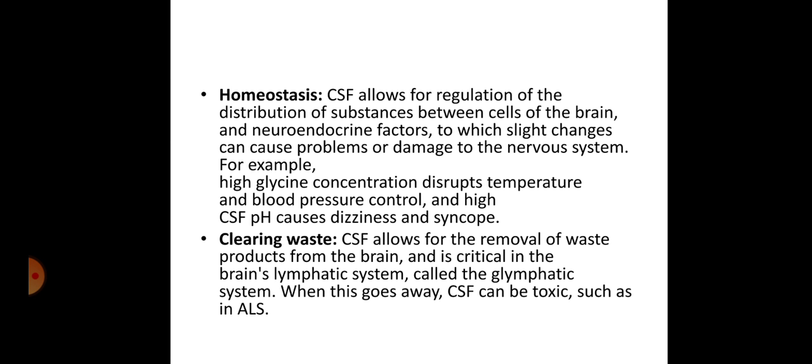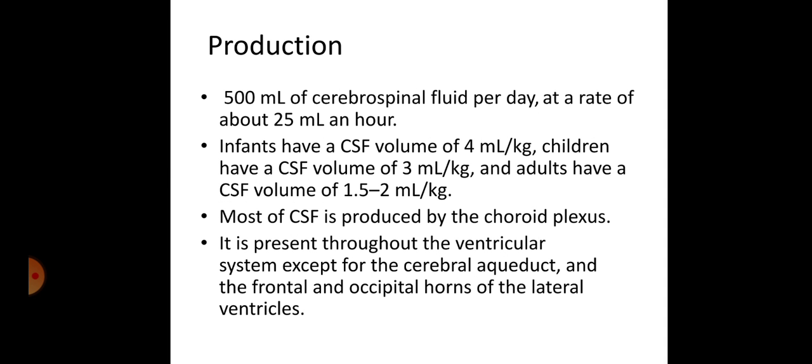And now, the brain's lymphatic system is also called the glymphatic system. So, when this goes away, CSF can be toxic, such as in amyotrophic lateral sclerosis. Now, production of CSF. Normally, the brain contains 150 ml of CSF. However, production per day is 500 ml. So CSF is circulated multiple times a day. It is produced at a rate of around 25 ml an hour.